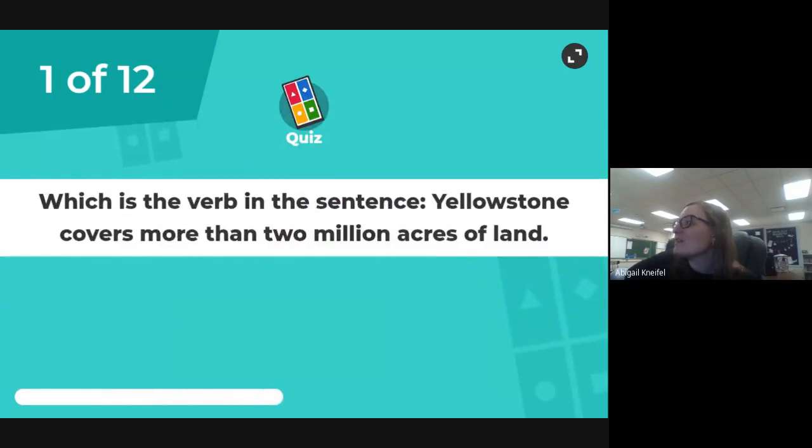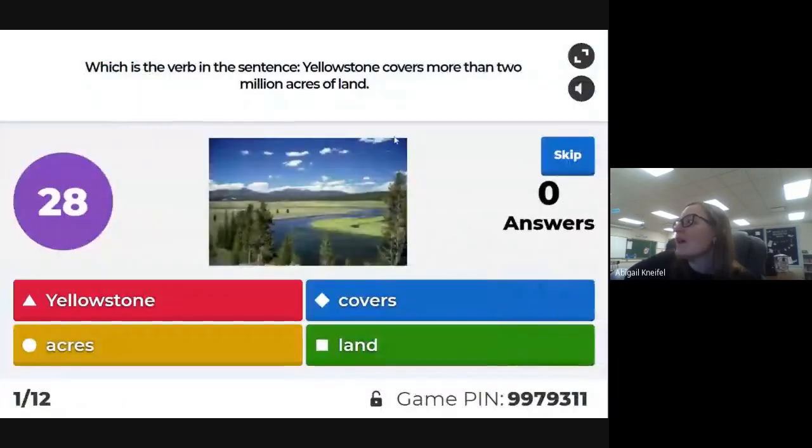Which is the verb in the sentence? Yellowstone covers more than 2 million acres of land. What is the verb? Yellowstone covers more than 2 million acres of land.